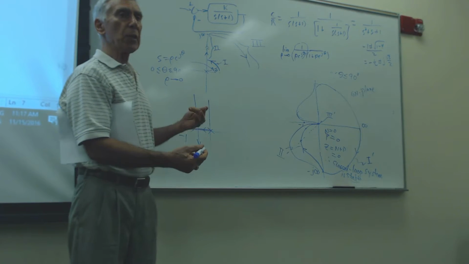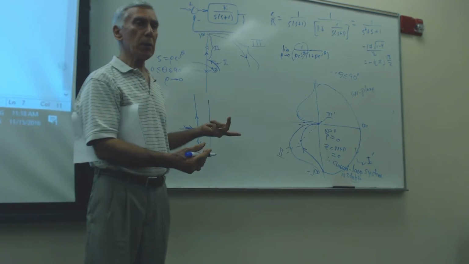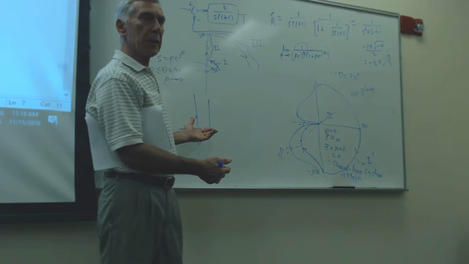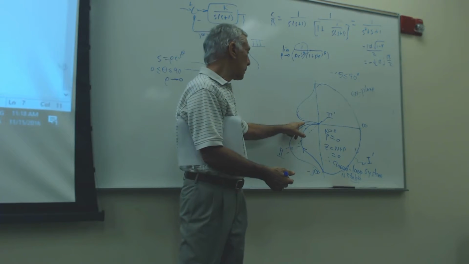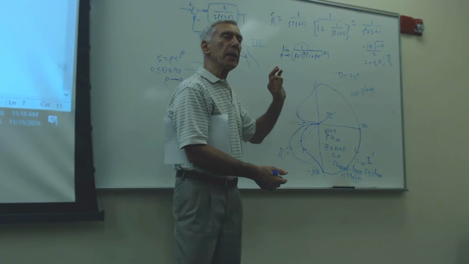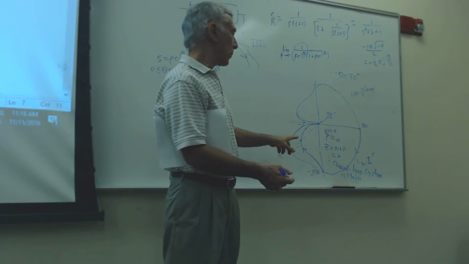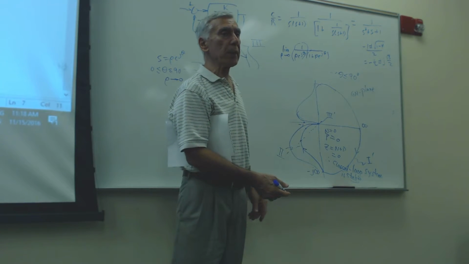So it's always stable. That's another way of saying that it's never going to become unstable. Sorry, it's never going to become marginally stable. In other words, it's never going to pass through the point -1.